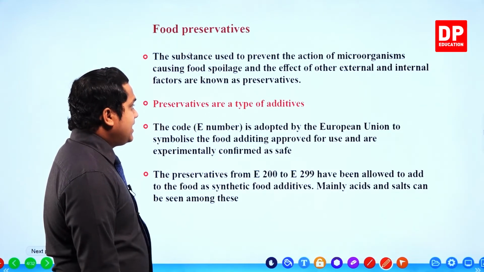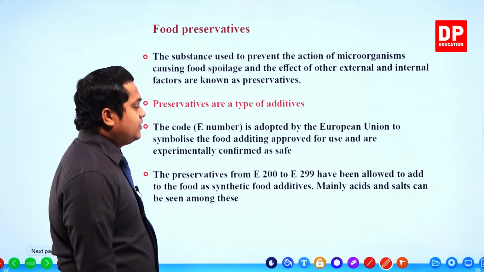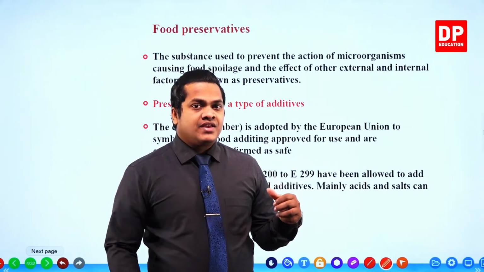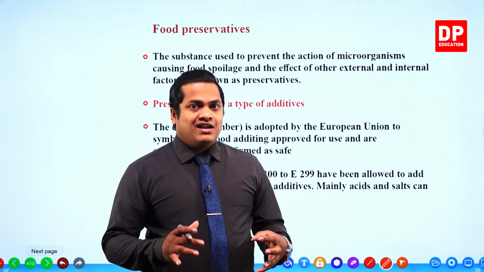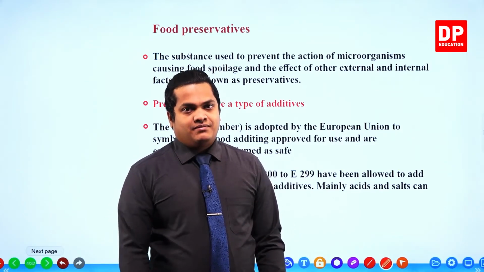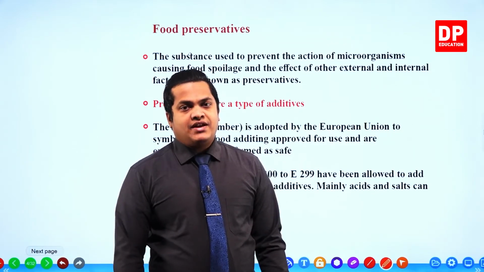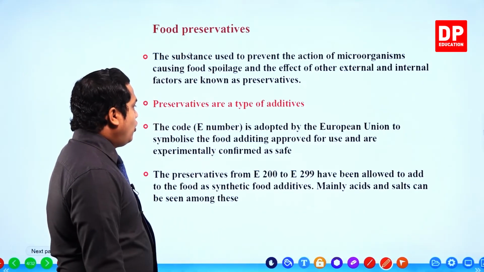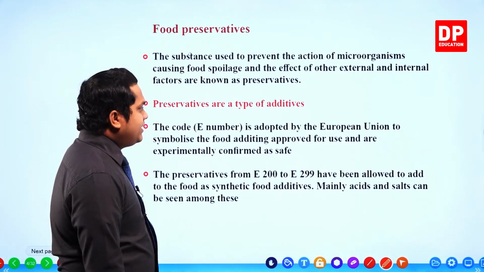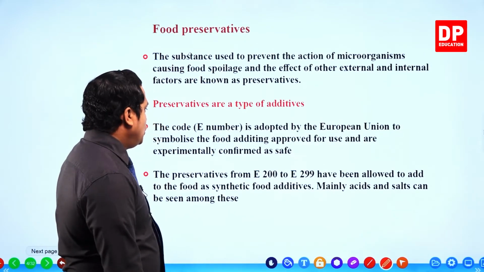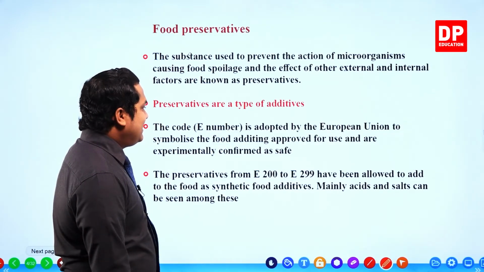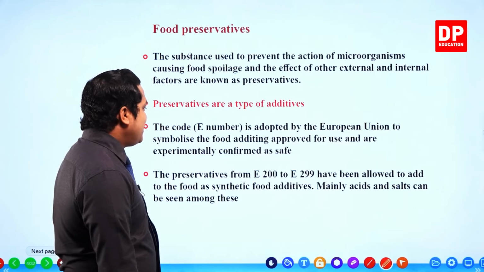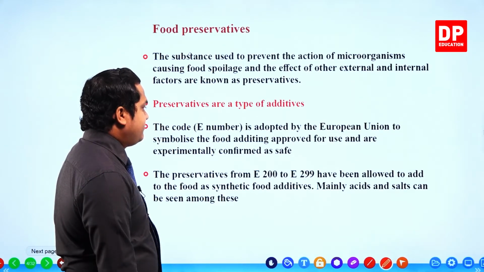Preservatives are a type of additive. We discussed this in the earlier lesson part, earlier slide, my dear children. Preservatives are a type of additive. Then, the E number is adopted by the European Union to symbolize the food additives approved for use and experimentally confirmed as safe.